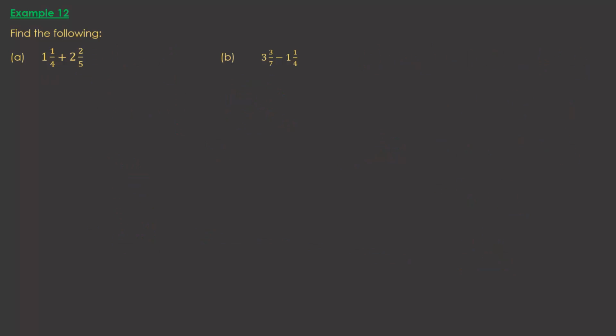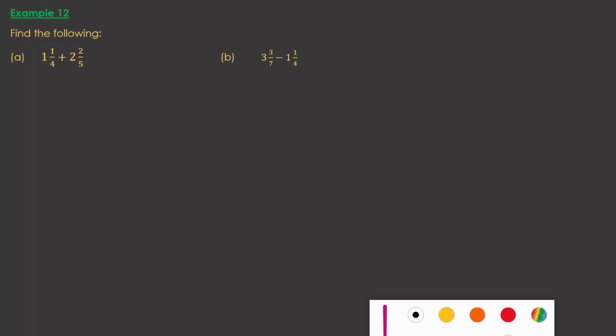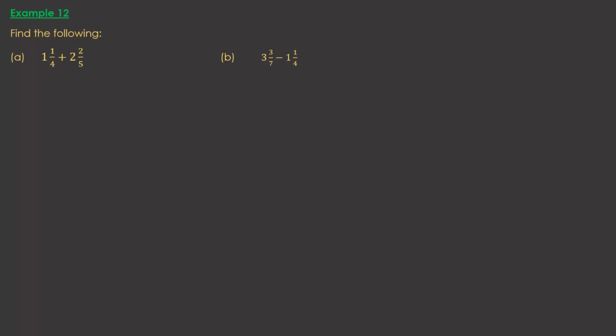Now I'm going to do this one both ways as well, and we'll discuss more of the sort of problems that come with the second method. So this one is 3 3/7, take away 1 1/4. 7 times 3 is 21, add 3 is 24, so we've got 24/7. 4 times 1 is 4, add 1 is 5, so 5/4. The best denominator for 7 and 4 is going to be 28, just 7 times 4.